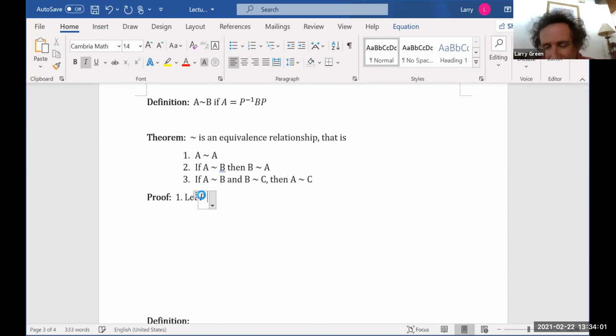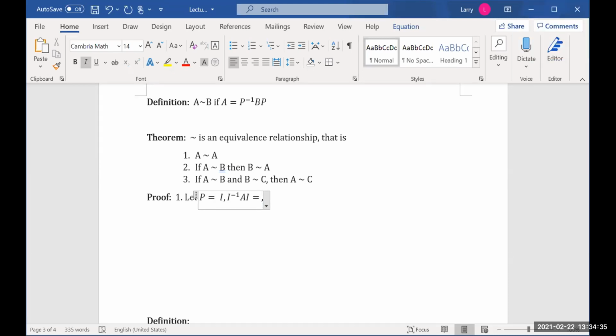Let P equal the identity. Will this work? Then what is the identity inverse? Oops, over here. That comma, there we go. What is the identity inverse times A times the identity? What's that equal to? A. Yeah, because that's the identity inverse.